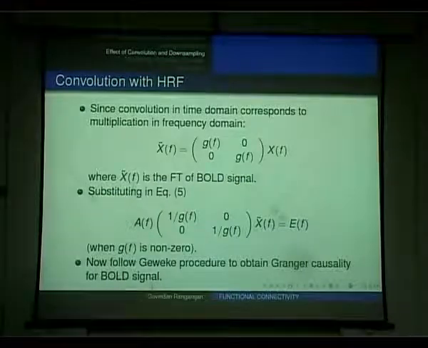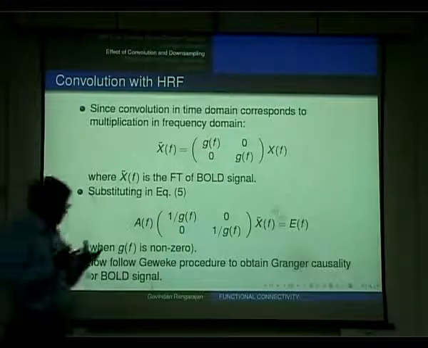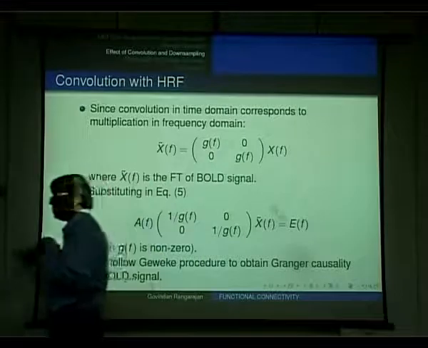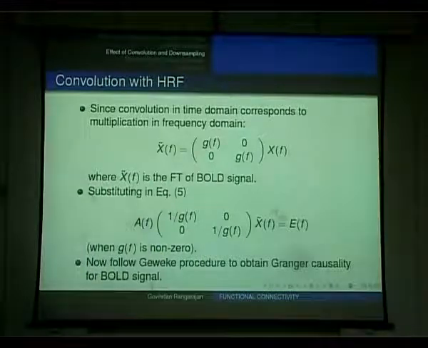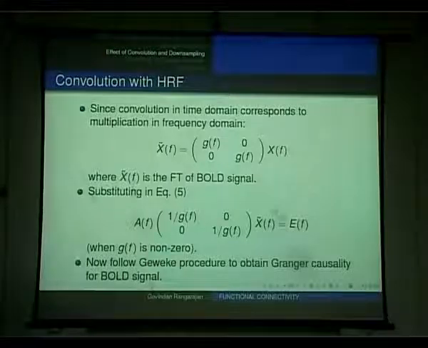So this is a Fourier transform of the neuronal signal. X of f denotes the Fourier transform of the neuronal signal, and you would know that convolution in the time domain by this HRF function corresponds to a multiplication of the corresponding Fourier transforms in the frequency domain. I'm using, for right now, the same HRF function for both x1 and x2. So x is a vector here, with x1 and x2 components corresponding to the two processes. Then x tilde is the Fourier transform of the BOLD signal: the convolution of the HRF with the neuronal signal gives you x tilde, the Fourier transform of the BOLD or fMRI signal.